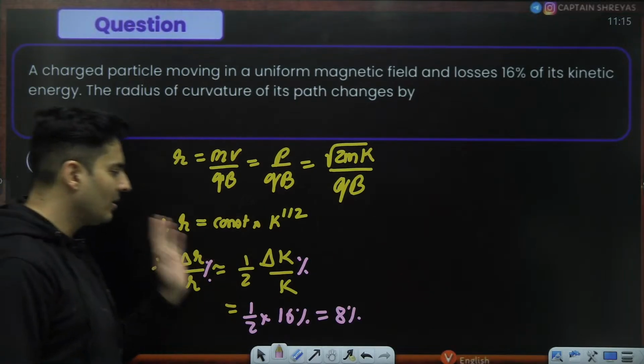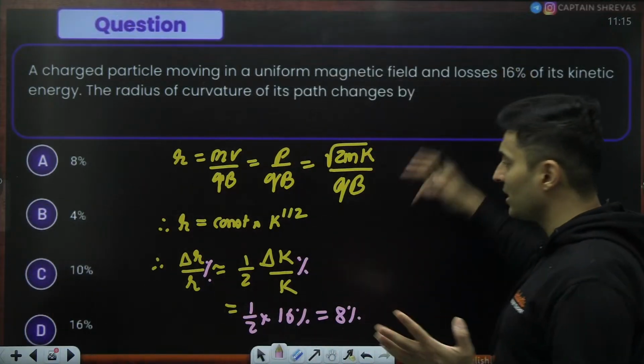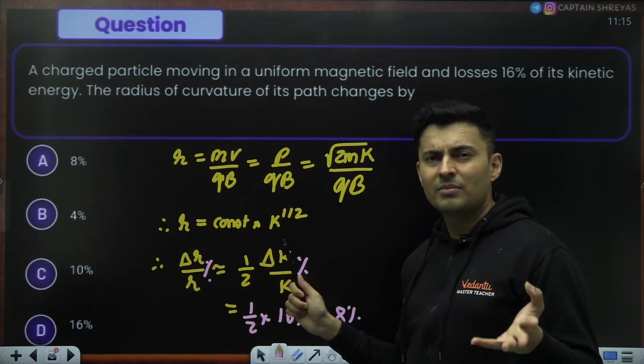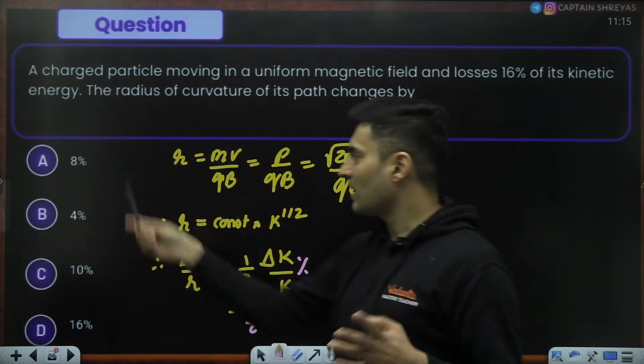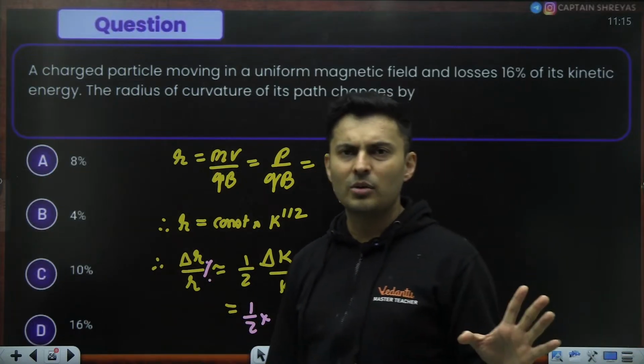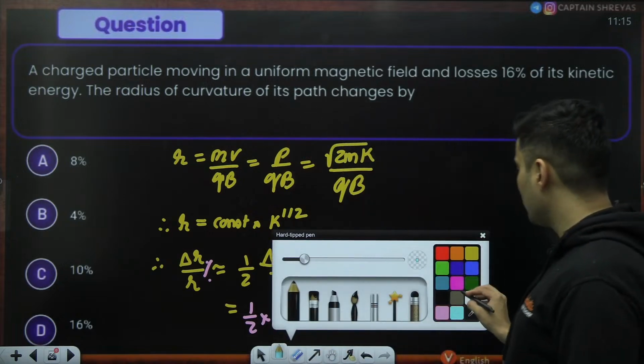I know this answer is not exact because I'll tell you why. Because 16% is a huge percentage. Technically, I shouldn't be allowed to use this formula. But it's okay. When the options are like 8, 4, 10 and 16, it's fine. It's not going to affect you much. See, this is an approximate approach.